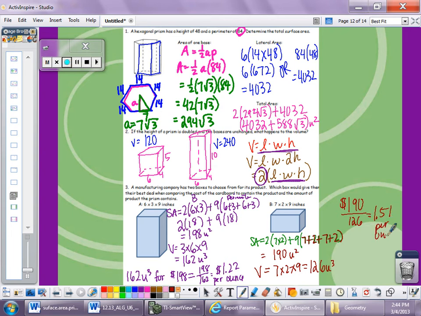per, we'll say, ounce. So which one would you rather do? $1.22 per ounce or $1.51 per ounce? Probably $1.22 per ounce. So box A is the better deal. And if you think about it, I had 198 surface area and 162 volume. This surface area was only 8 less, but I got a lot less in my volume. So that's how you do that.